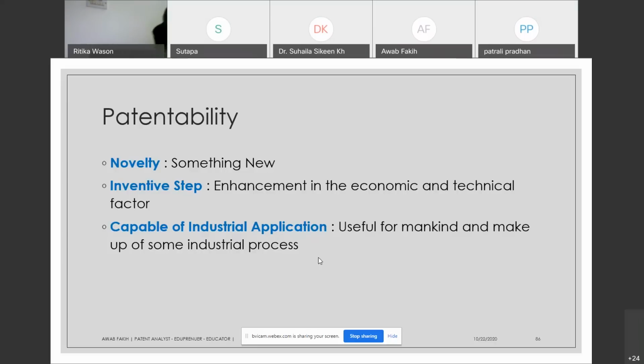That is the inventive step. Now if I talk about the inventive step, you have to bring some economic or technical factor, which is very important. Things which are already done in the market cannot be patented again, as everyone knows about it. For example, you cannot patent a wheel again.